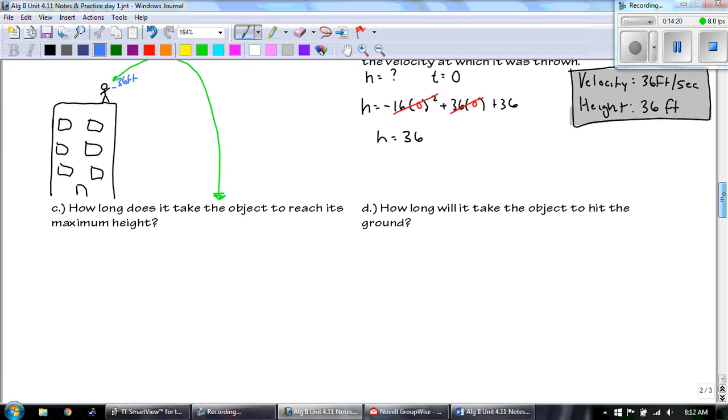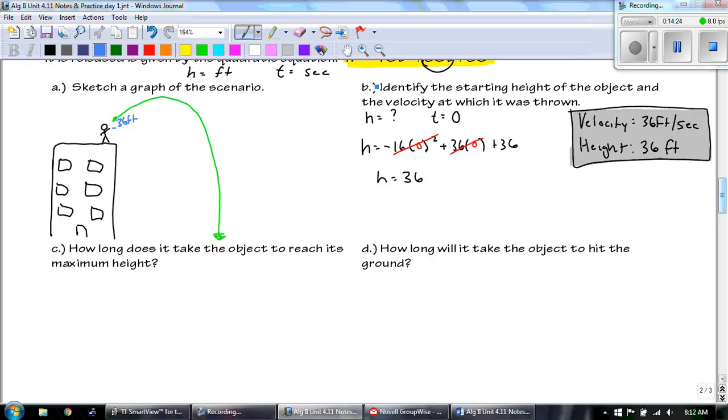Okay, now how long does it take for the object to reach its maximum height? So once again, to get to the highest point that it gets at, that's the vertex. Okay, so we need to do the opposite of b over 2a. So I'm just going to rewrite the equation, h equals negative 16t squared plus 36t plus 36.